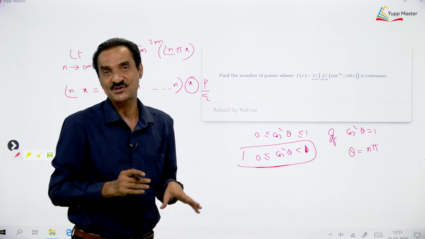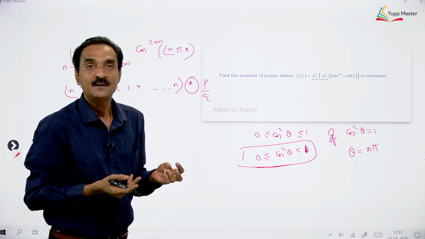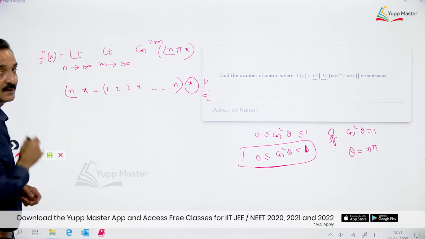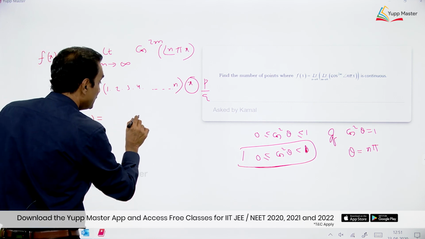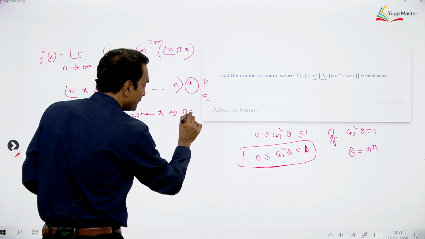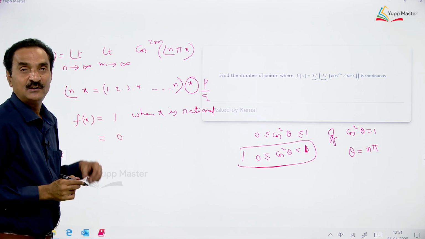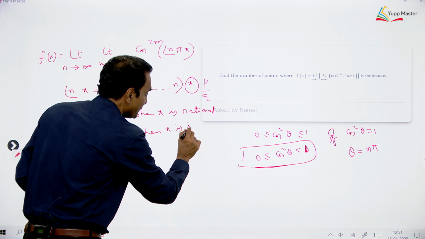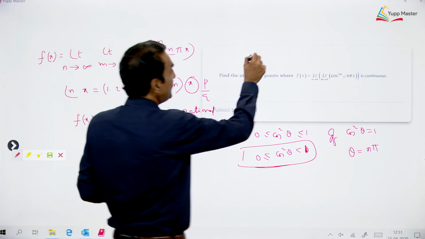Otherwise, when x is irrational, cos square theta lies between 0 and open 1, then cos square theta power infinity will be tending to 0. So, finally, if I take this function as f of x, then f of x will be 1 when x is rational. If x is irrational, its value is 0.